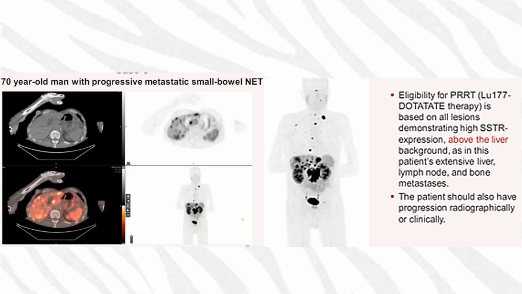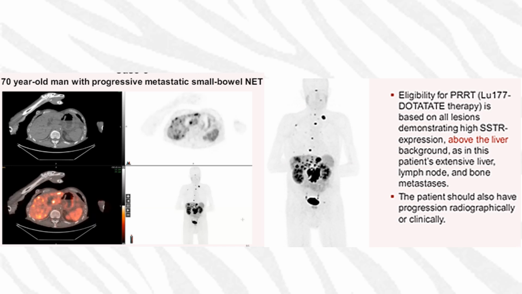This is a 70-year-old man with progressive metastatic small bowel neuroendocrine tumor. This person was being assessed for eligibility for the lutetium dotatate therapy, which is based on all lesions demonstrating high somatostatin receptor expression above the liver background. As in the patient's extensive liver, you see down here in the liver, and the lymph nodes up here, and even some bone metastases, which is not necessarily that present here in these images.